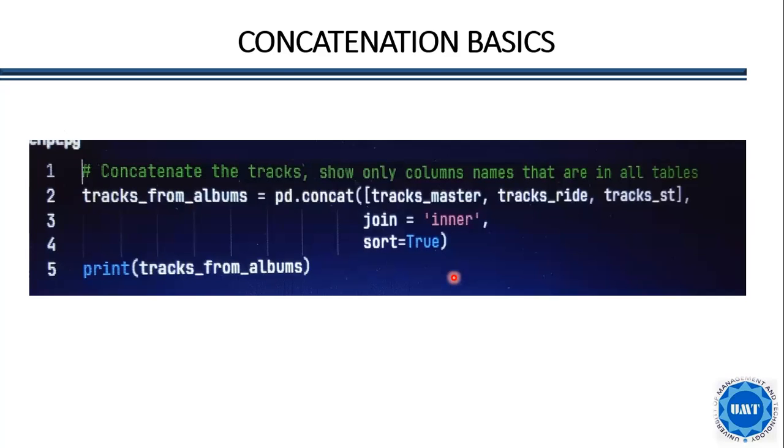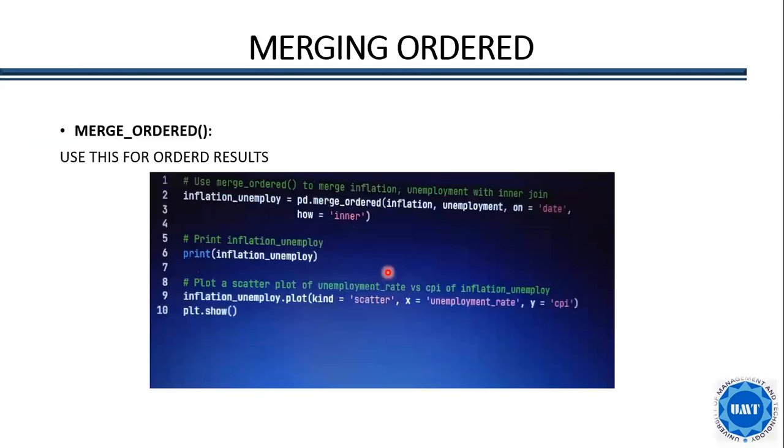So concatenation basics. To concatenate, we have to use pd.concat and then the tables that are going to be in that table, then the join, which is inner join, and then we have to sort, either true or false. Merging ordered. This is used to order the result. For example, pd.merge_ordered(inflation, unemployment, on='date', how=...). We can basically merge the order. Here we have merged the order of the two data frames.